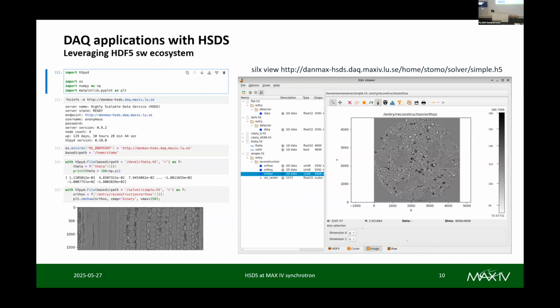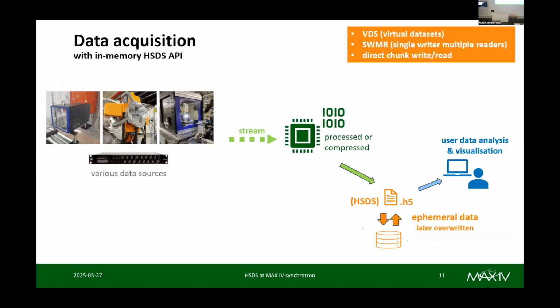This is a visualization connected to HSDS. So the data are stored in HSDS. Kubernetes generates for me this nice endpoint, max HSDS dot DAQ dot maxiv dot lu dot se, and then there is the path of the file in the object storage. I can use the standard Silx viewer to connect to this data. I can use h5pyd in Jupyter notebooks. I really like that solution. So that's about it. That was a typical application.